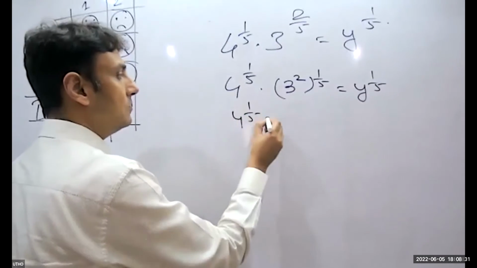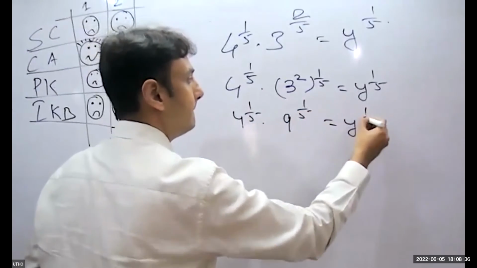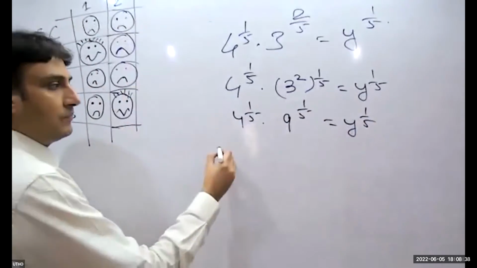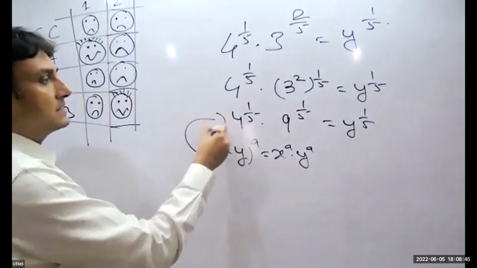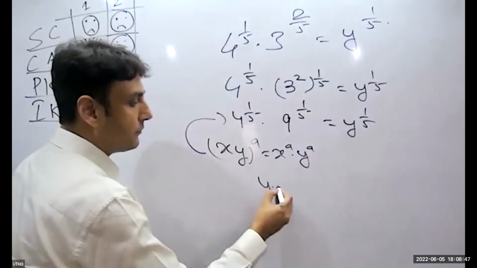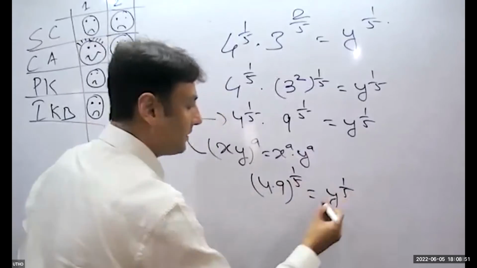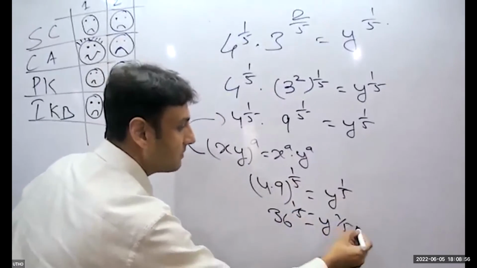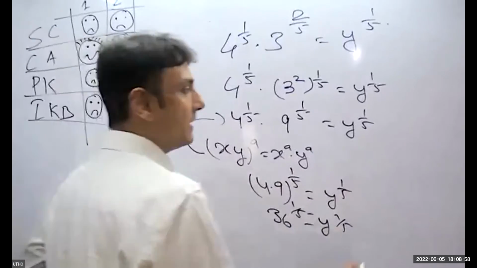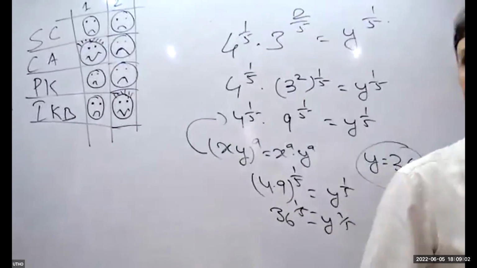Third step में उसने ये किया, उसने एक साथ अपने को 2 स्टेप बताया. Now if you remember that rule, x into y to the power a can be written as x to the power a into y to the power a. इसका यहाँ पे inverse सही होगा. So this is nothing but 4 into 9 to the power 1 by 5 is equal to y to the power 1 by 5. This is 36 to the power 1 by 5 is equal to y to the power 1 by 5. Now if powers are same, I compare the bases. So y is nothing but 36.